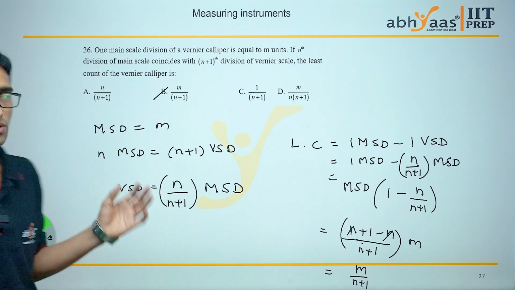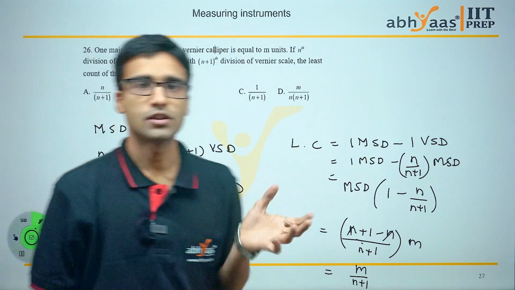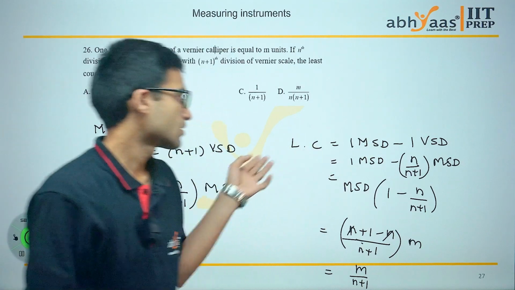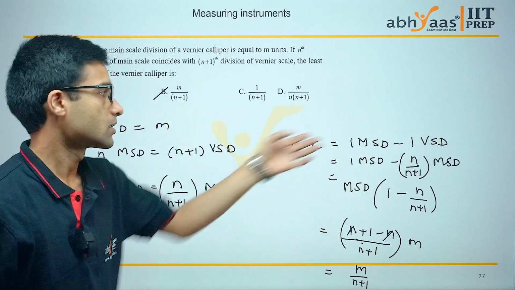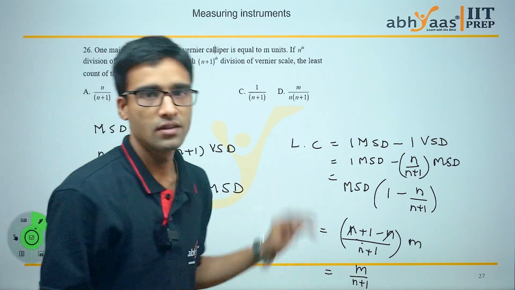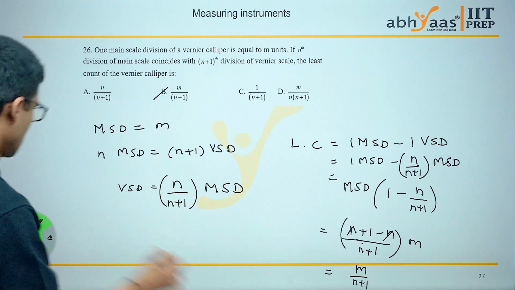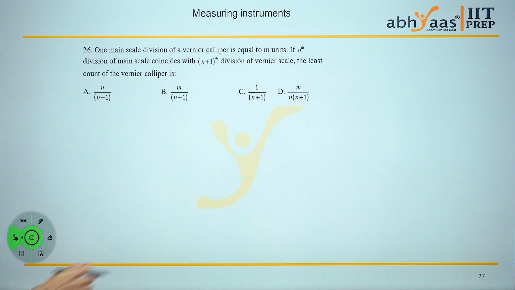So this is about this question. A very simple least count calculation, that we are getting through 1 MSD minus 1 VSD. 1 VSD we are just calculating here and substituting there. Okay, now going to the next slide.